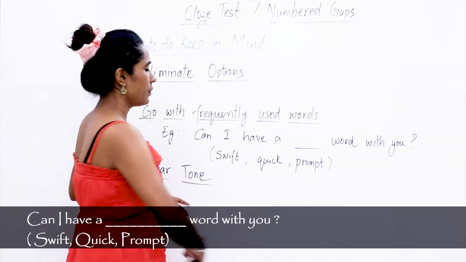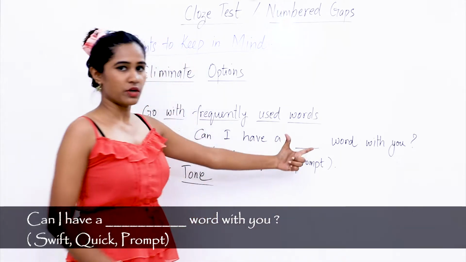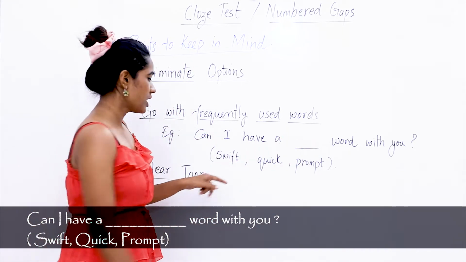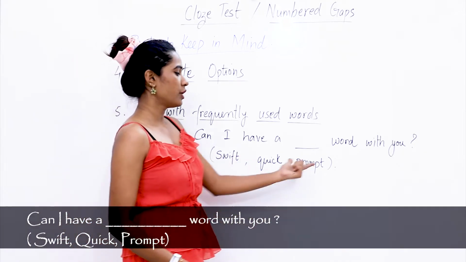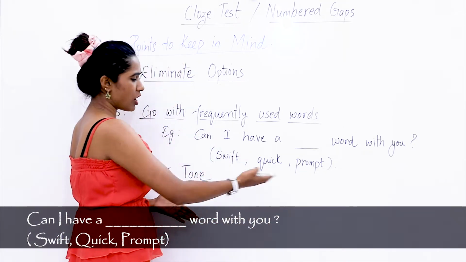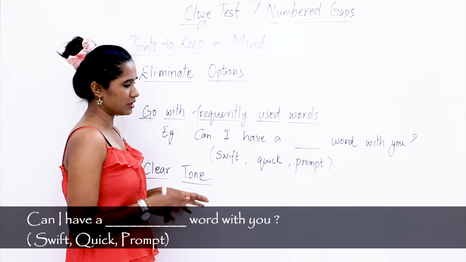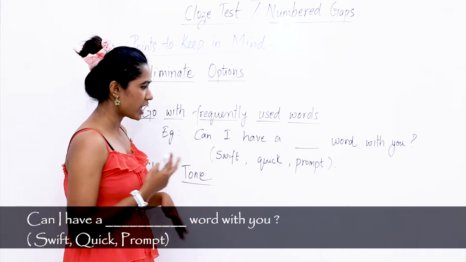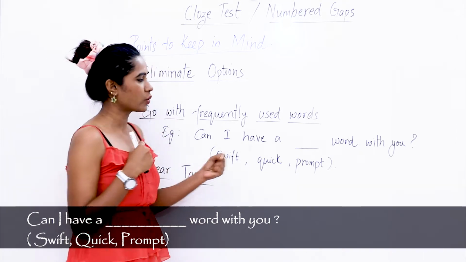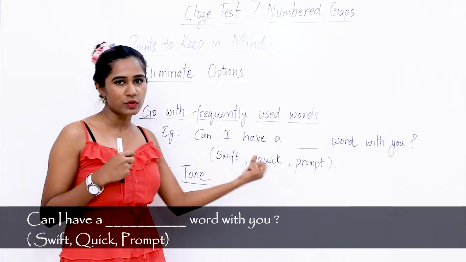Here, when a blank is given in a single sentence, the multiple options given are swift, quick, prompt. When you see the options, everything almost seems the same. We get confused about which one to use. Can I have a swift word with you? Can I have a quick word with you? Can I have a prompt word with you?